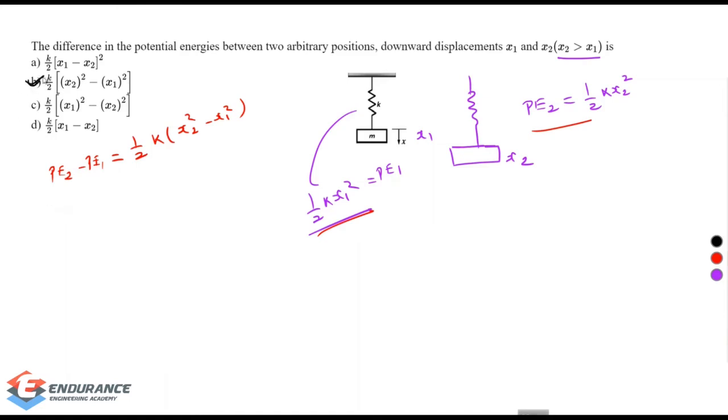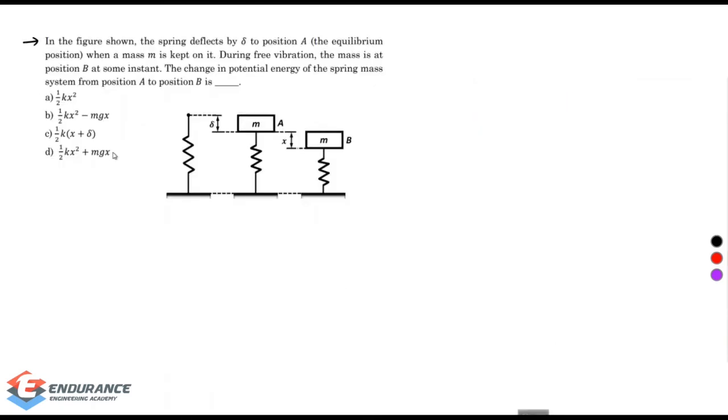Yeah, here it is. Okay, x2 square minus x1 square. Since I want it to be positive, okay, I'm taking it that. Right, we have one more question based on the spring mass system.